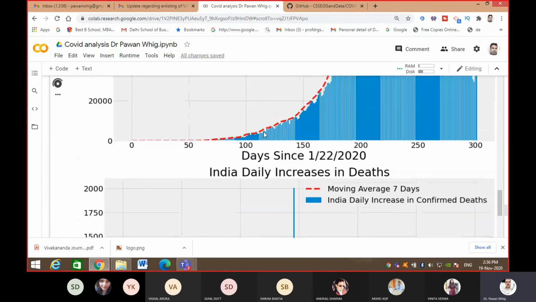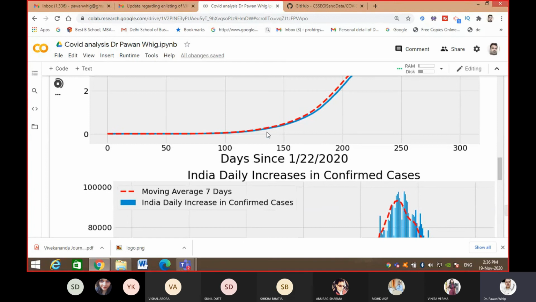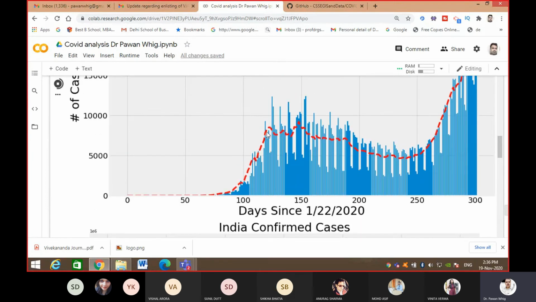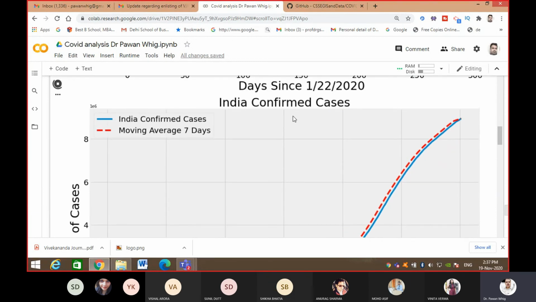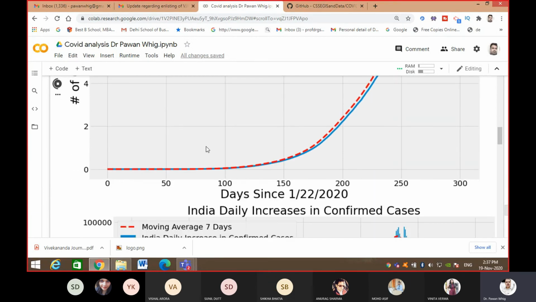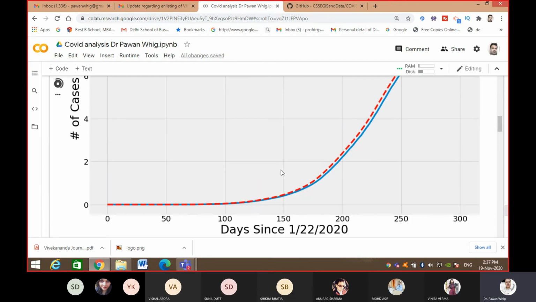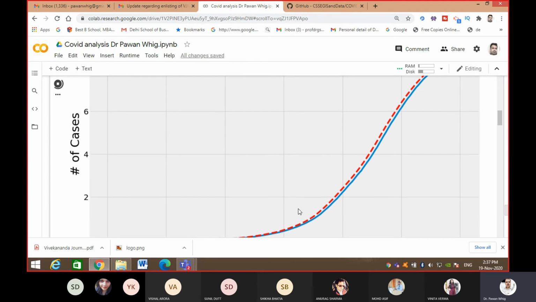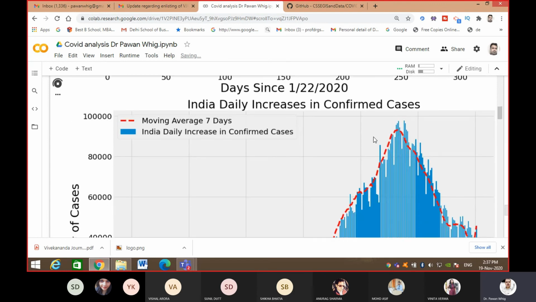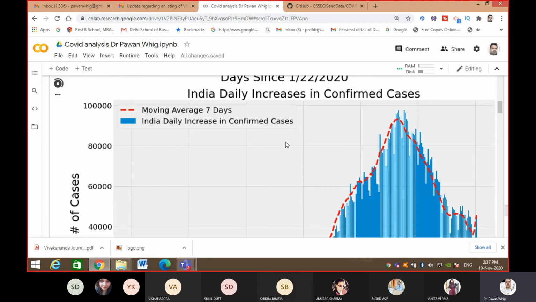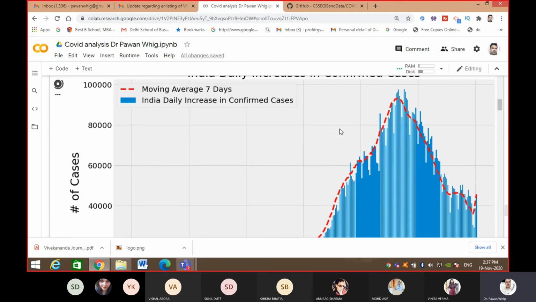This is very important because it belongs to us. So let's see India confirmed cases. This is the history of India confirmed cases. Initially, the confirmed rates are very slow, but after 150 days, you see how rapidly the confirmed cases increase. Similarly, this is the India daily increase in confirmed cases.